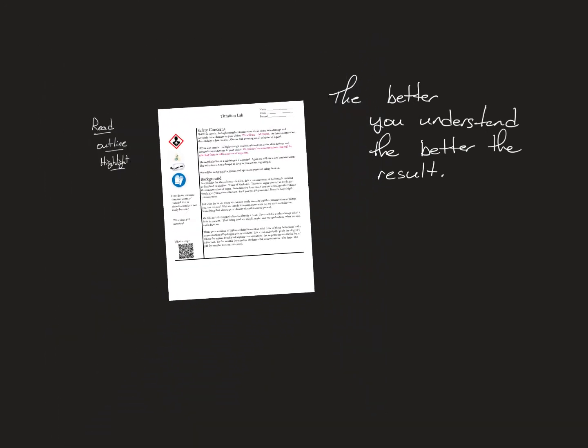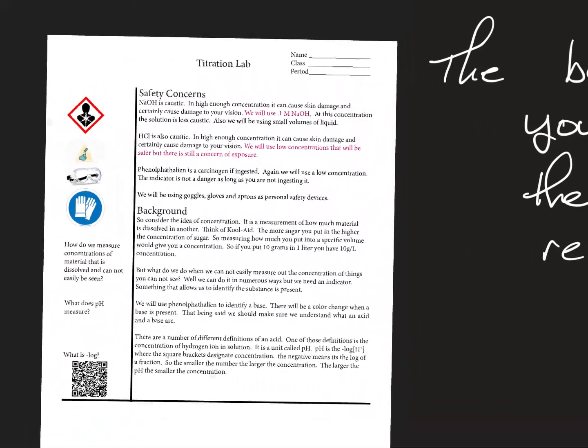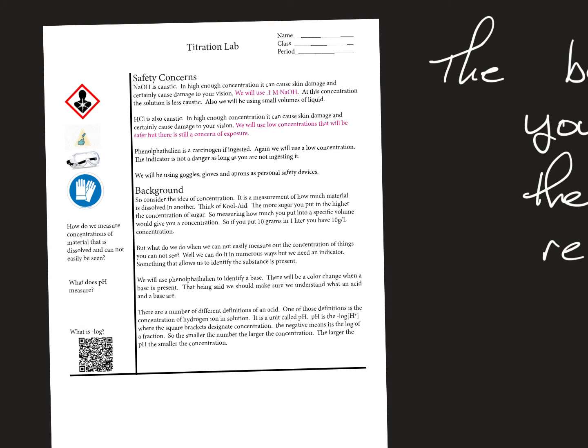So read this. Read the background so you understand what content. Read the safety so you understand what safety hazards there are. And there are safety hazards. You will need gloves, goggles, and aprons. This is acid and base, hydrochloric acid and sodium hydroxide. I tell you in here how I try to minimize the danger. I have a lower concentration of base. You don't know the concentration of acid. And obviously you're wearing goggles, gloves, and aprons. That's the plan.